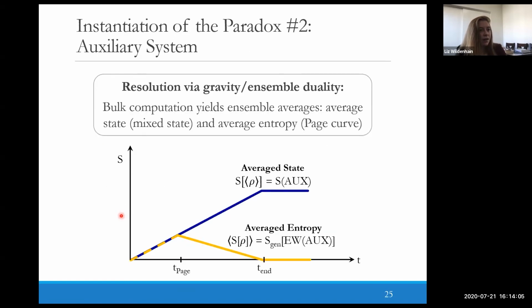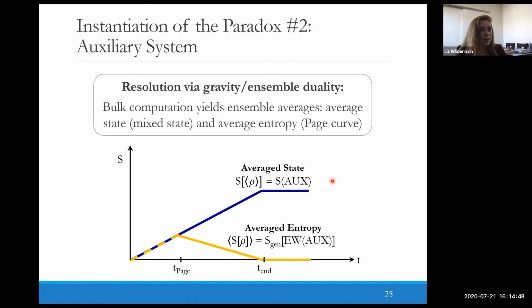And again, we argued that this is resolved if we assume gravity ensemble duality, because if the bulk calculations compute averages, we can say that the bulk computation gives us the average state, which is the rising curve, which is what Hawking computed, and then the average entropy is computed from the RT calculation, and that gives us the Page curve. So the resolution is the same as before, but this time it's in the auxiliary system rather than the boundary state. So that is the second example in which the paradox appears.